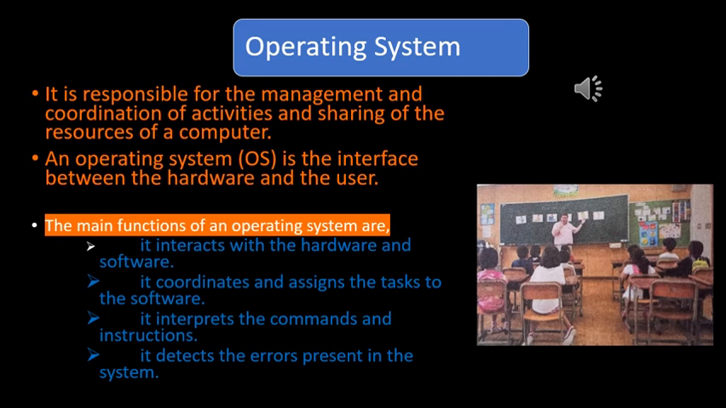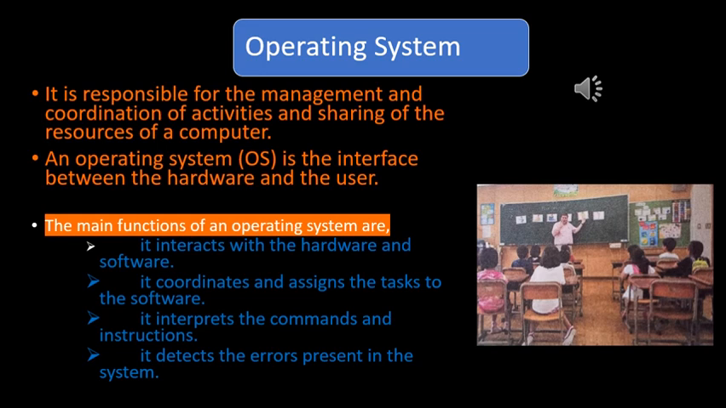The main functions of an operating system are: it interacts with the hardware and software, it coordinates and assigns tasks to the software, it interprets the commands and instructions, and it detects the errors present in the system. So let us define an operating system. OS is the interface between the computer or hardware and the user.